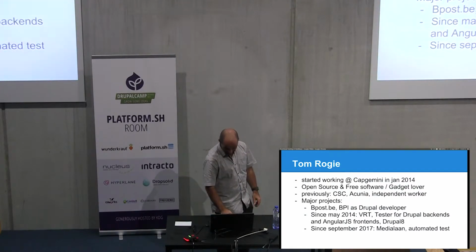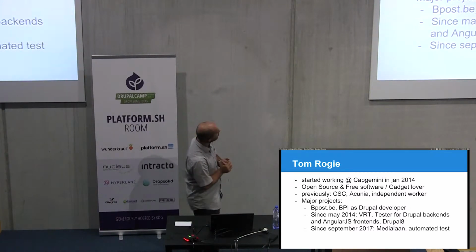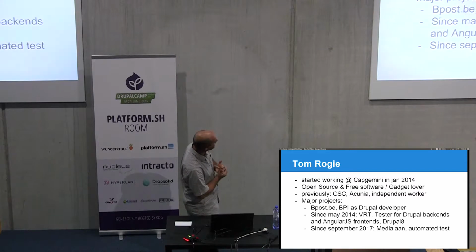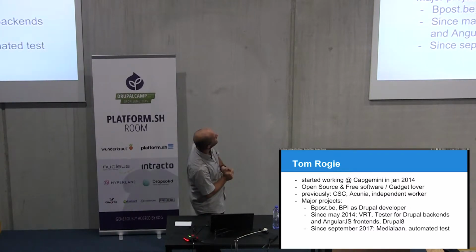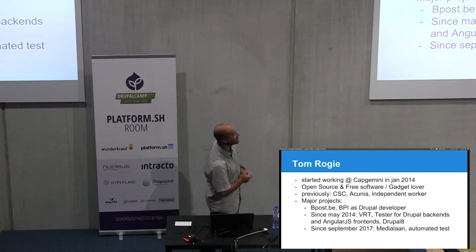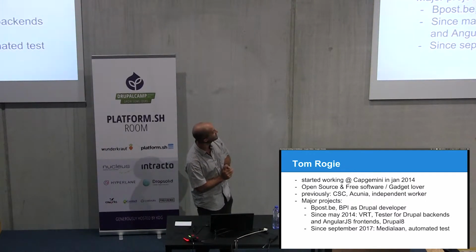So just a little bit about myself. I'm Tom Rogie. I started working at Capgemini in January 2014. I'm a big open source and free software and gadget lover. Previously, well, I'm a little bit older than most of you probably. I started working in 2001 at CSC, Computer Science Corporation. They put me in the Microsoft development team, which lasted only 4 months. After that I moved to Acuna.